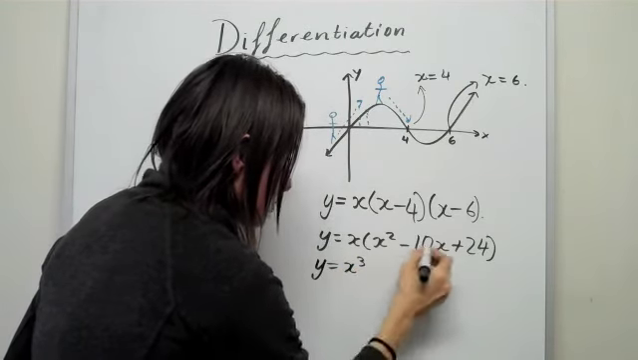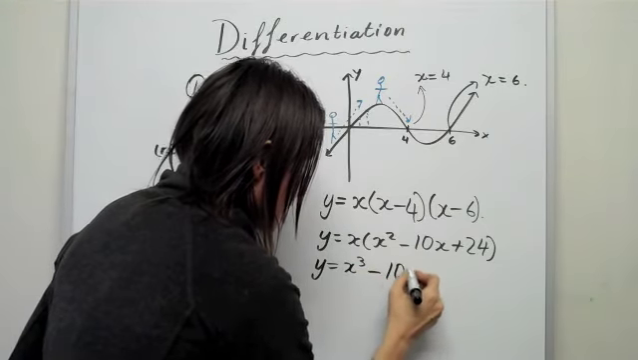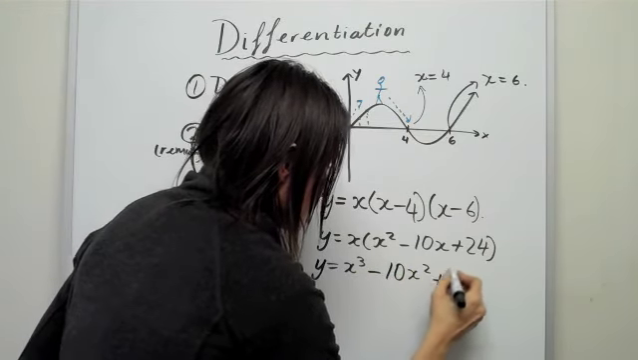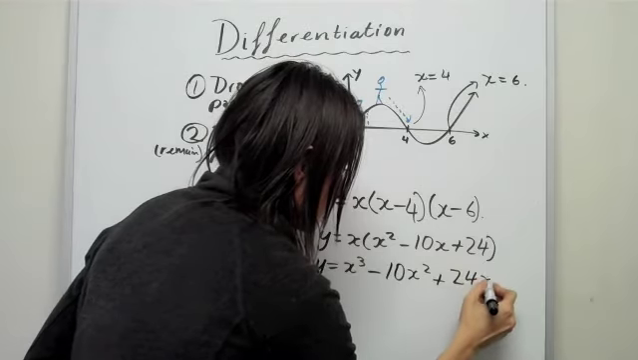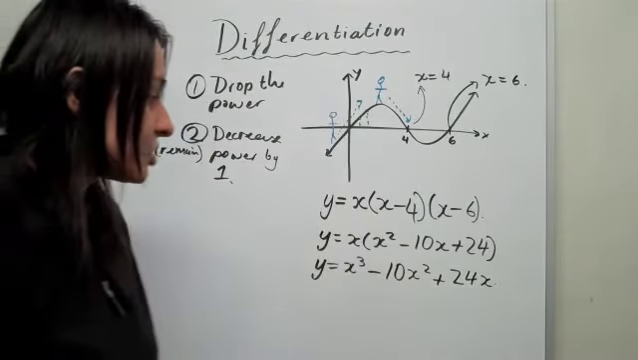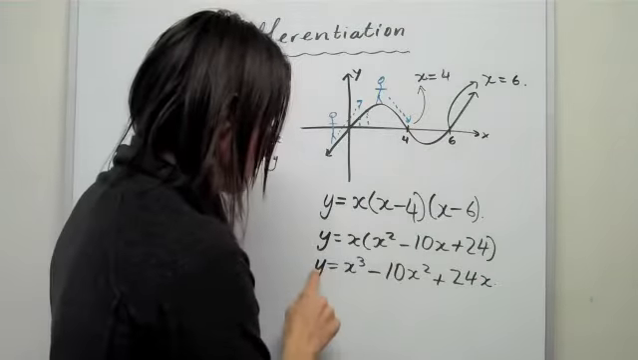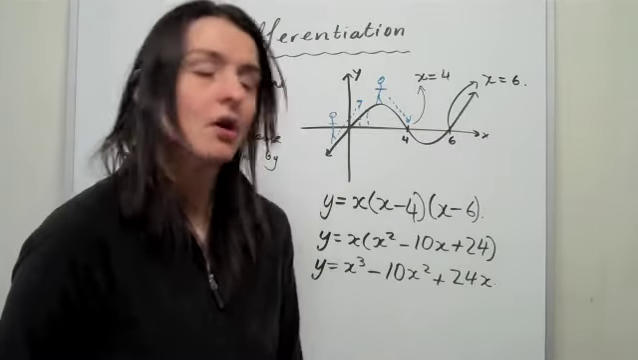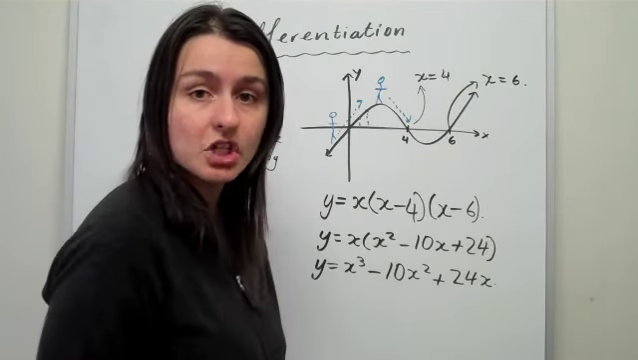So x cubed minus 10x squared plus 24x. Okay, so now that you have your nice equation that relates your y values to your x values, what you can now do is you can differentiate it.